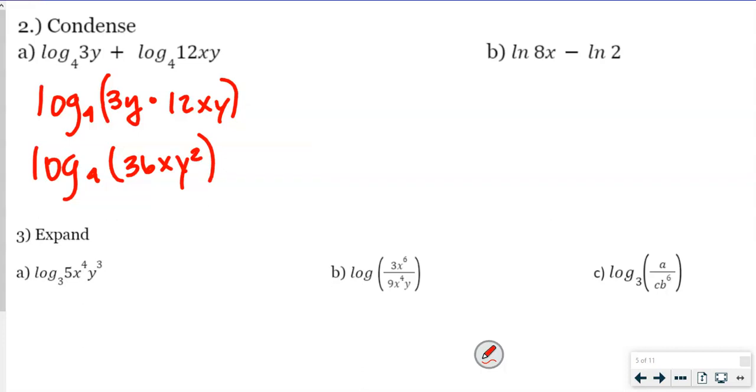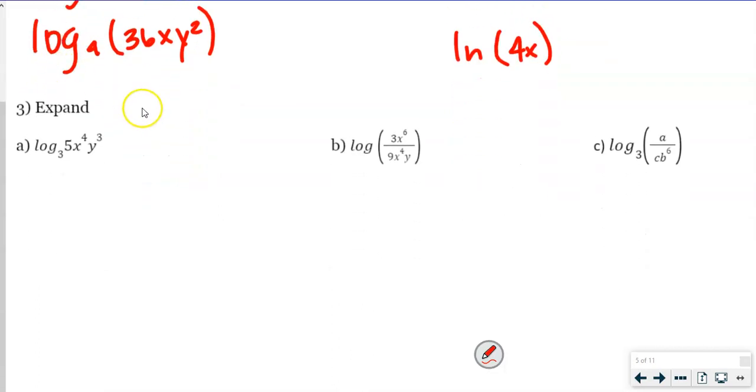Now with the next one, remember, ln just means log base e. So we're going to do the same property here. So this is going to be ln. This time, though, we have an 8x, and we're going to subtract the 2, so we're going to put the 2 on the bottom because it's being subtracted. So if it's positive, it goes on top. If it's negative, it goes on the bottom. So what is 8x divided by 2? That is 4x, right? So our answer here is going to be ln of 4x.